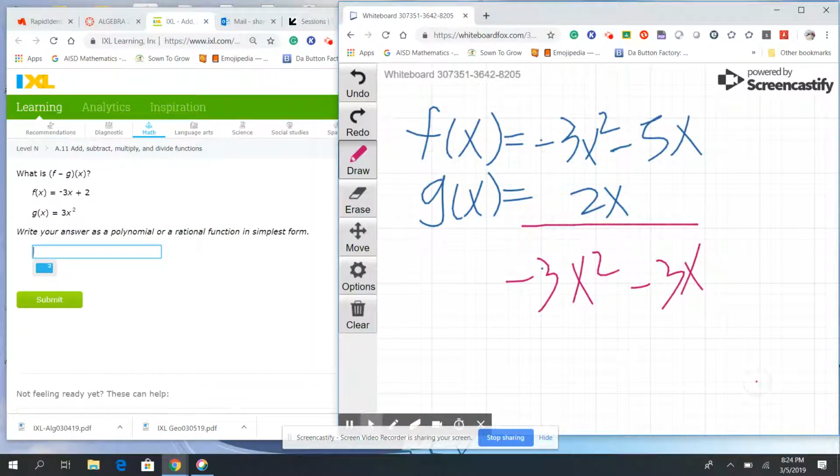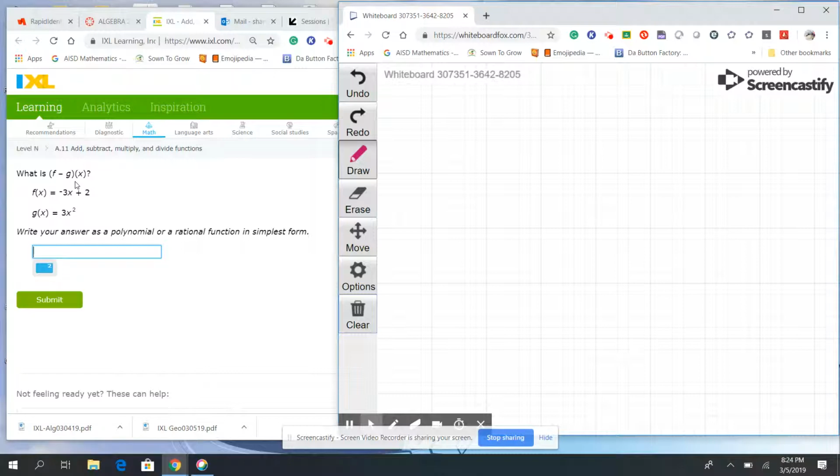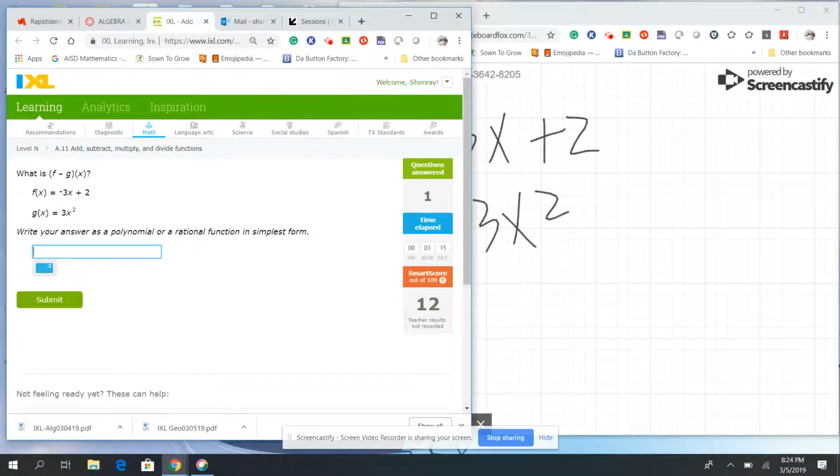Now for the next one. So this is subtraction, right? What you're going to do is you have negative 3x plus 2, and then you're going to minus 3x squared. Since they are all different, you just write them out. So you have negative 3x squared minus 3x plus 2.